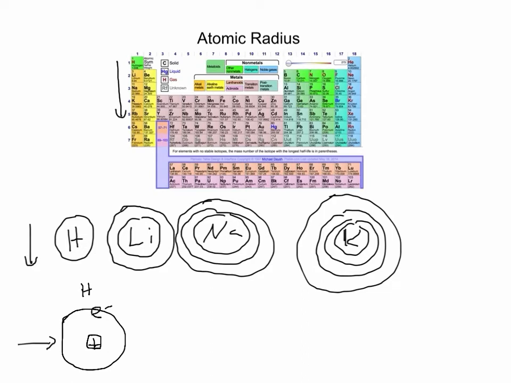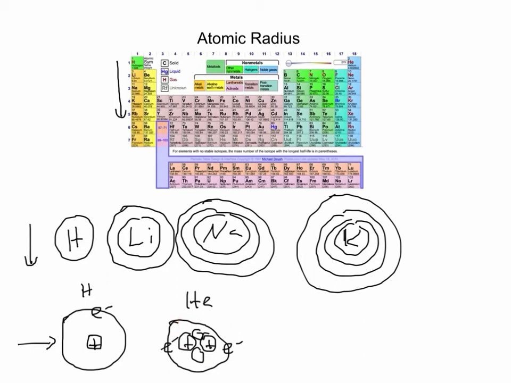If we look at the next element, helium, helium has 2 protons in the nucleus. It also has 2 neutrons. And around it, it has 2 electrons. Well, if you notice I drew the orbital closer to the nucleus.